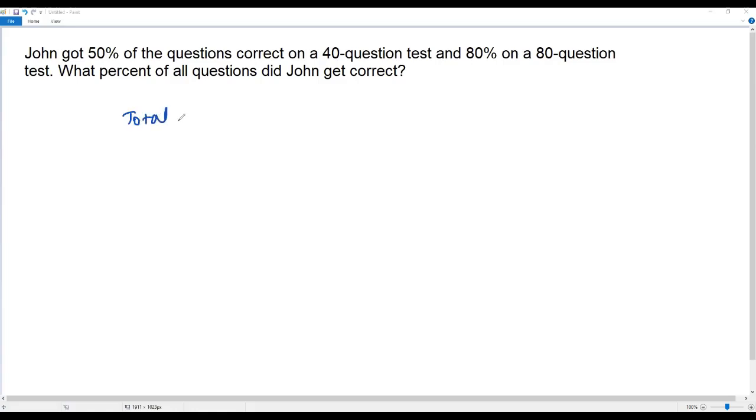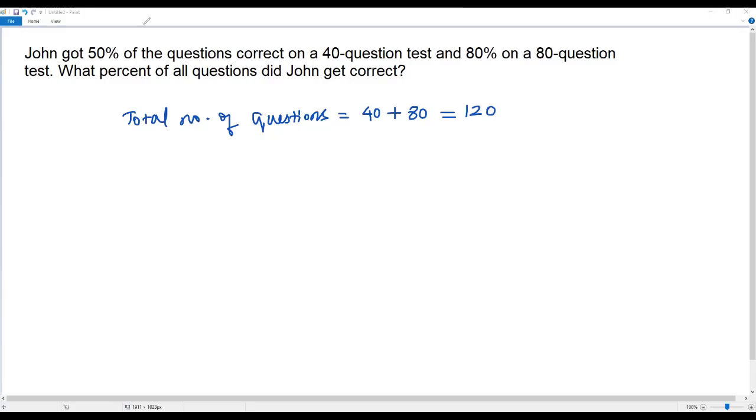Okay, so in both the tests, what is the total number of questions? For that, we have to add 40 and 80, because in the first test we have 40 questions. In the second test, we have 80 questions. When we add them, the total number of questions in both the tests will be 120.